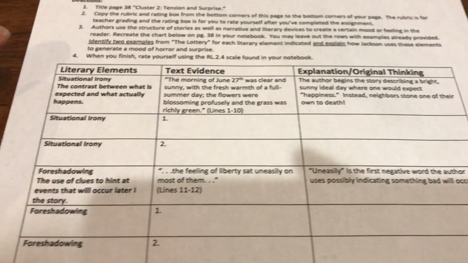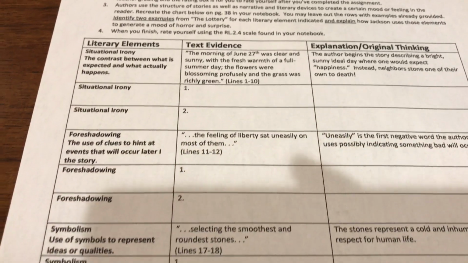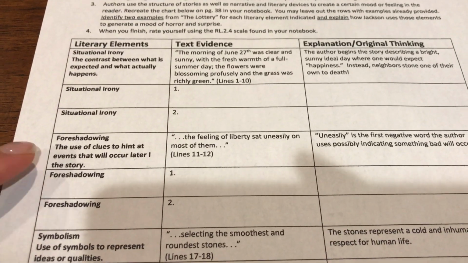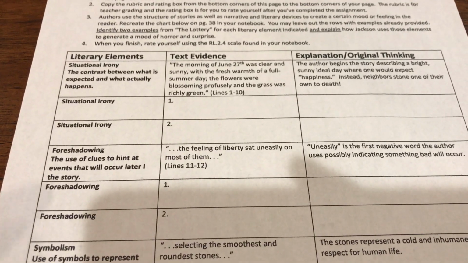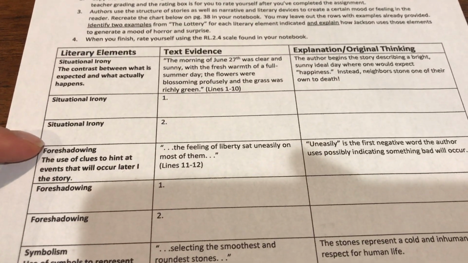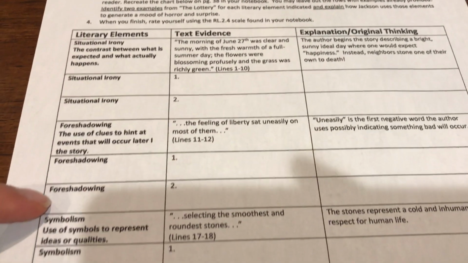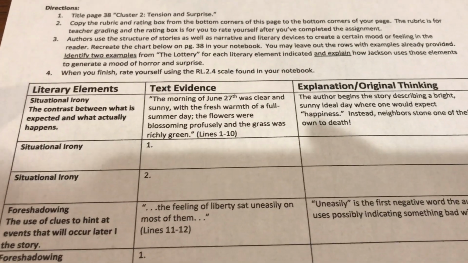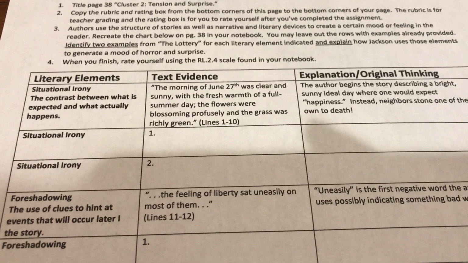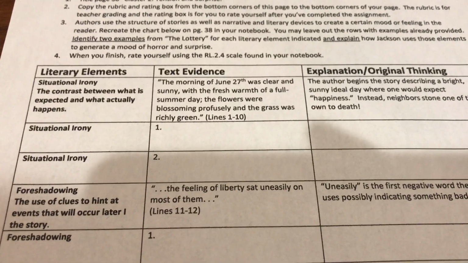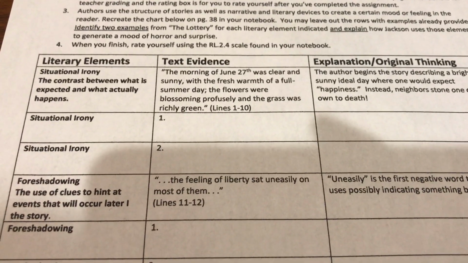So we have the literary elements on the side. You do not have to copy the rows with my examples in them, right? You only have to copy the titles of these columns and then leave space for you to do your own situational irony, your own foreshadowing, and your own symbolism. So what you're going to do for situational irony is find 2 examples of it and provide the text evidence and then explain why that text evidence is situational irony.